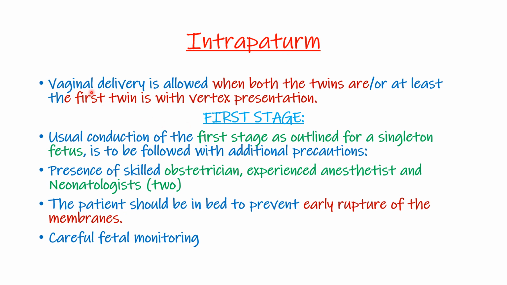Vaginal delivery can occur when both twins are at cephalic or vertex presentation, or at least the first twin is at vertex presentation. That is for the fraternal twin. Now, for the monozygotic twin, if it is dichorionic diamniotic, then we have cleavage, because these twins have different amniotic sacs and different placentas, meaning we can do vaginal delivery. We can only do vaginal delivery when both twins are at vertex presentation, or at least the first one is at vertex presentation. We are going to see the indications or the role of CS in the next slides.